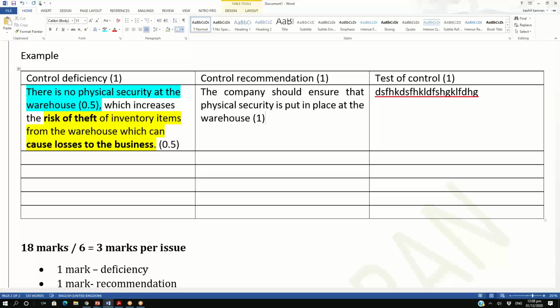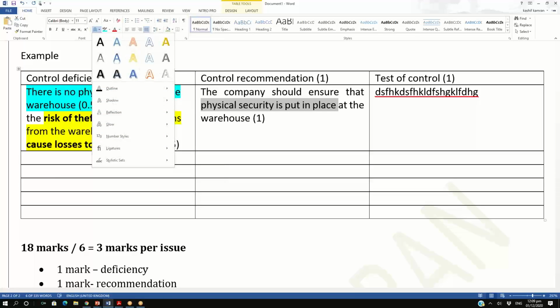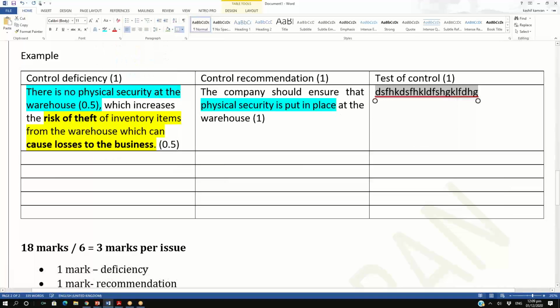Now, assuming that the management puts the physical security in place, the examiner is saying recommend a test of control, assuming that the security has been put in place. Now, what am I assuming? I'm assuming that the security is there now because I recommended it, and now I need to perform the test of control. So how would I assure that the physical security is working properly?